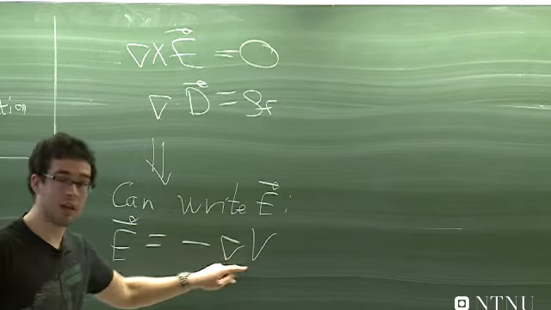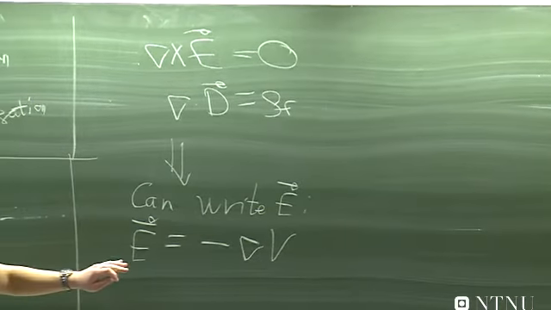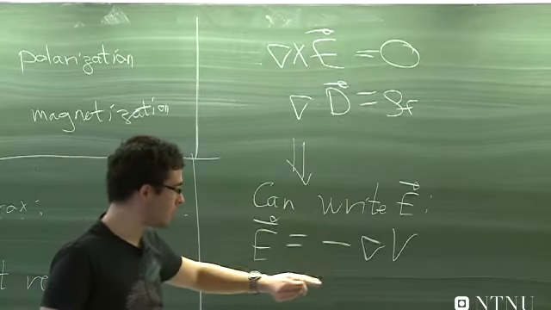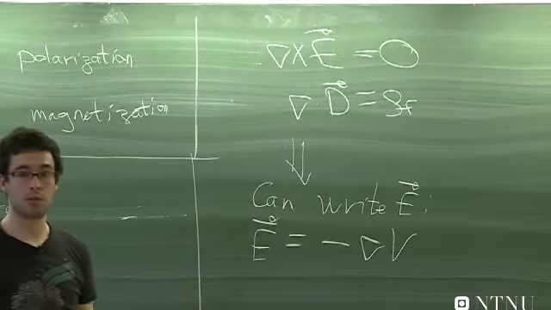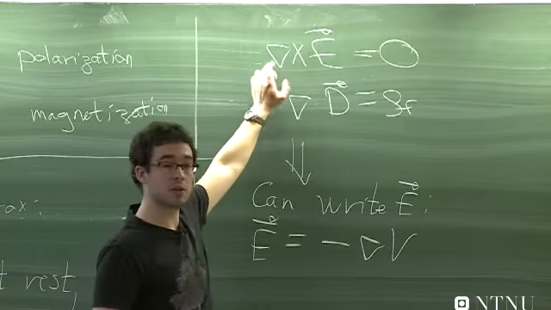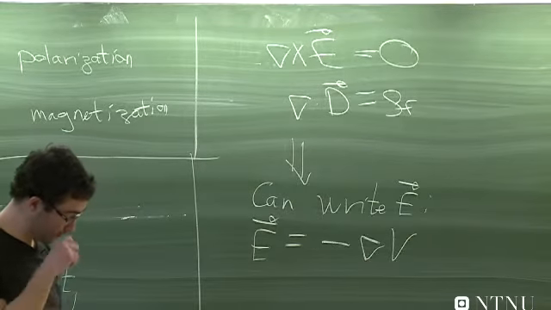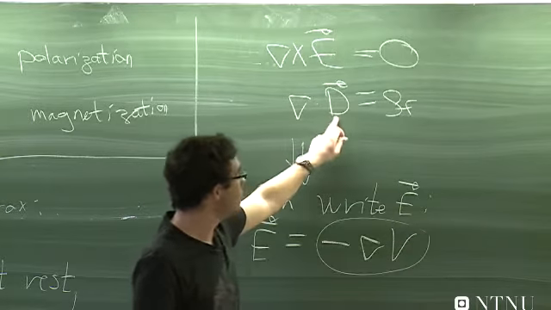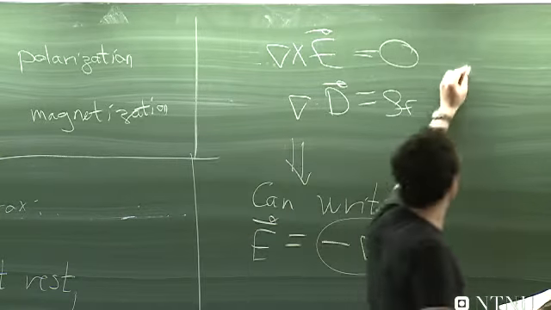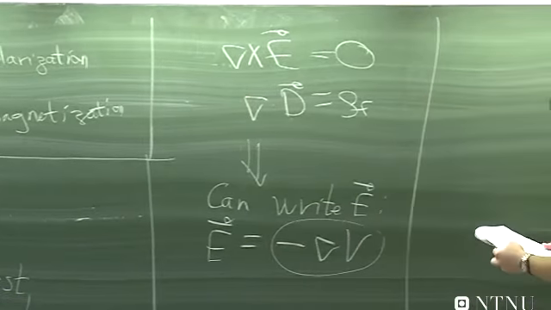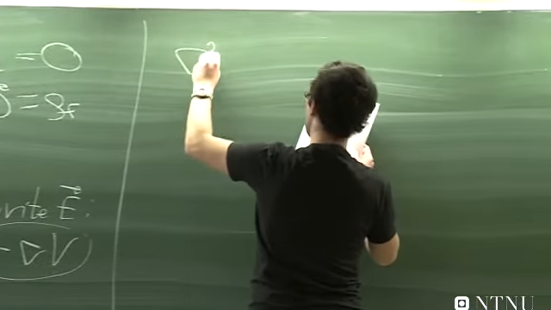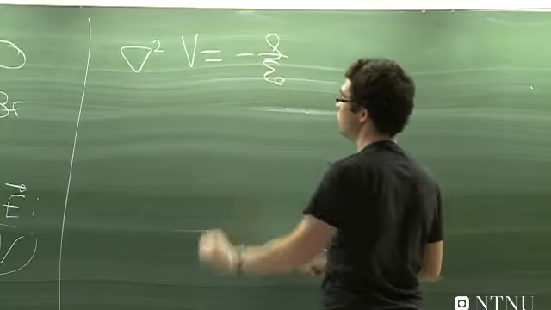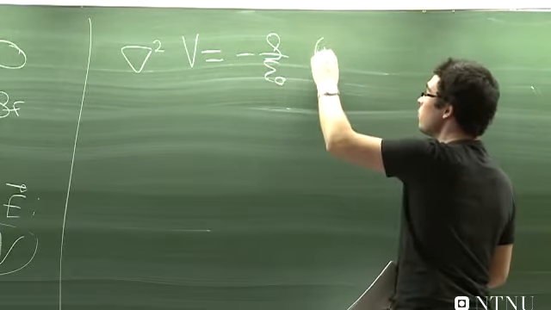And now since V is a scalar field, this implicitly means that the curl of E is equal to 0, because the curl of a gradient is always 0. So I can just neglect this equation here. If I instead insert this here into this equation, then we see that the nabla squared of V is equal to minus rho over epsilon naught. This is the Poisson equation.